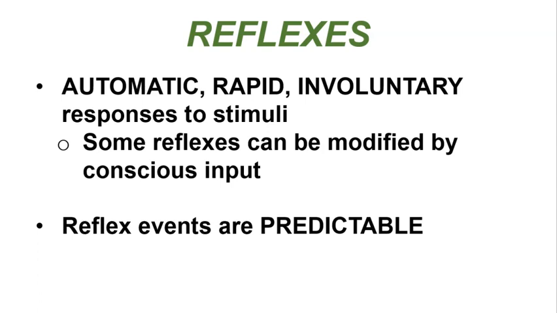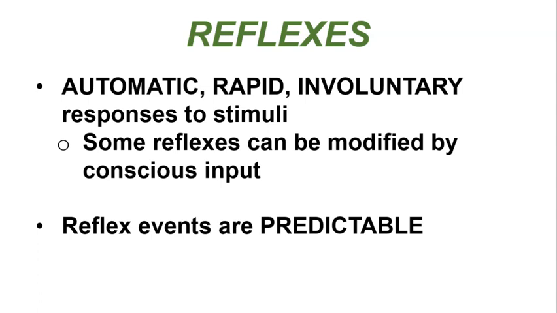In our next section of the peripheral nervous system, we will discuss the reflexes. Reflexes are described as automatic, rapid, and involuntary responses to stimuli. They're considered automatic in that they can occur without conscious input from the central nervous system. However, we will see that certain reflexes can be modified by conscious control.